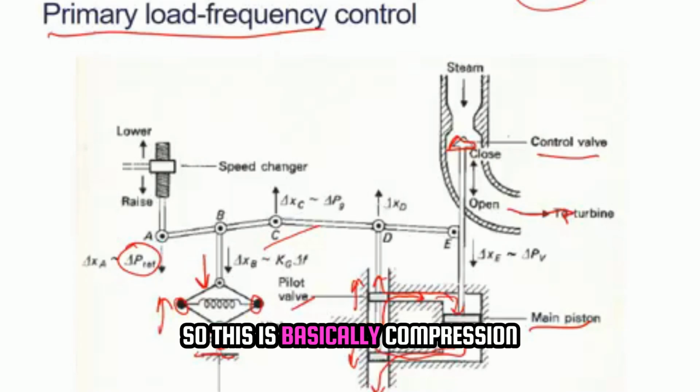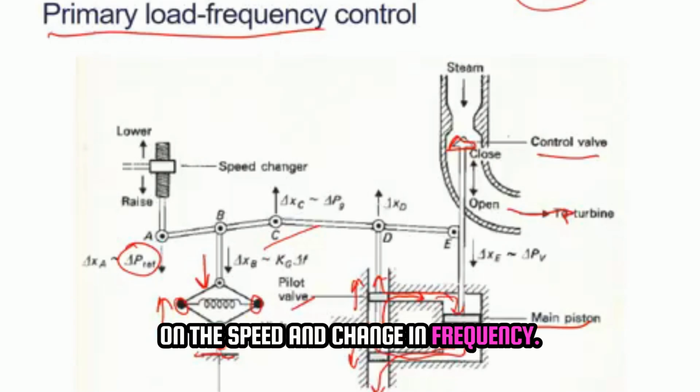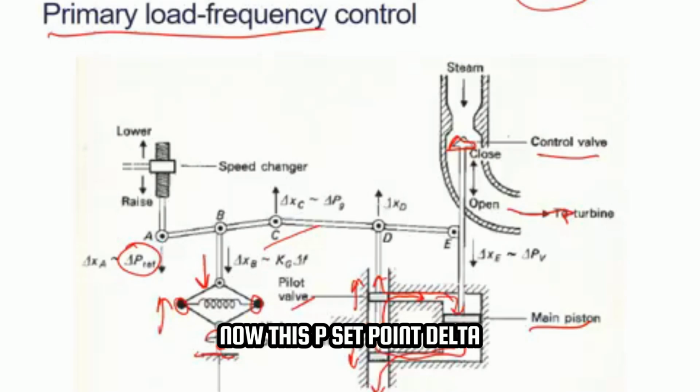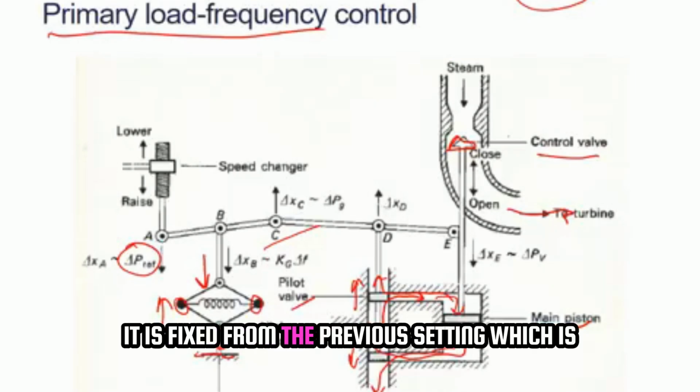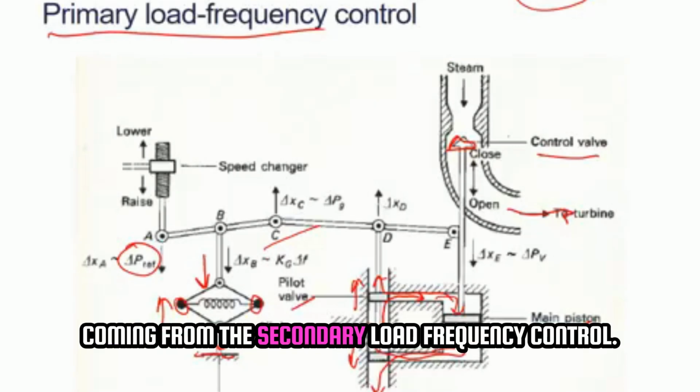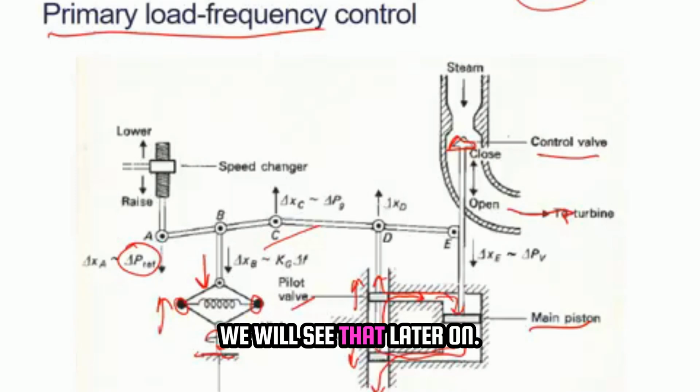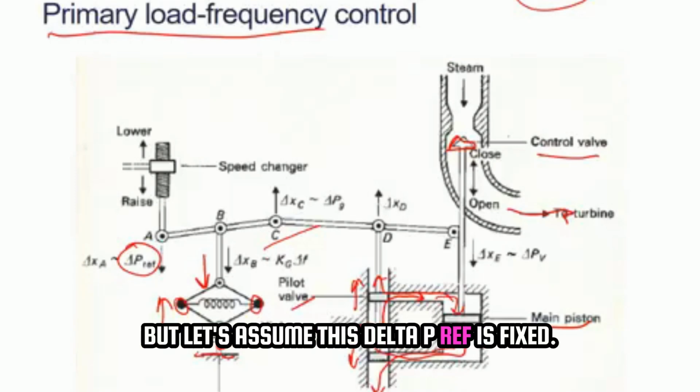Right, so this is basically compression and expansion happening based on the speed and change in frequency. Now this P set point, delta P ref, is actually fixed. It is fixed from the previous setting, which is coming from the secondary load frequency control. We will see that later on, but let's assume this delta P ref is fixed.